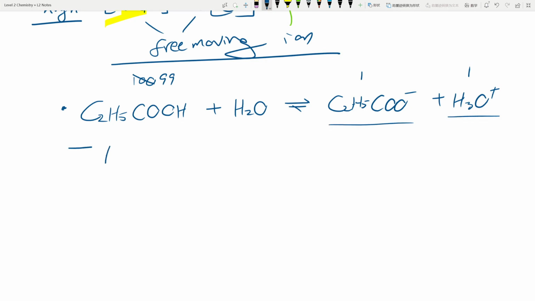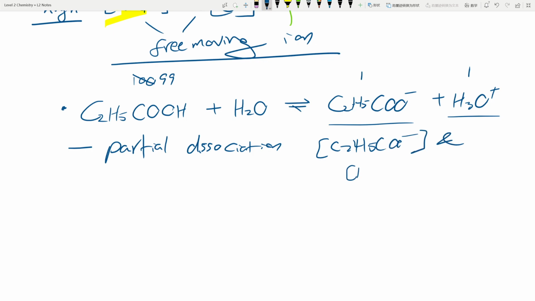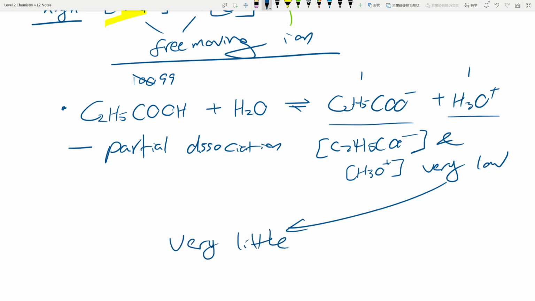Okay, so because this is a partial dissociation, the concentration of C2H5COO- and H3O+ is very low. If these concentrations are very low, then they have very few free moving ions. If they have very few free moving ions, they are a horrible electrical conductor, because the bulk of the solution is still going to be C2H5COOH, and that's not an ion.